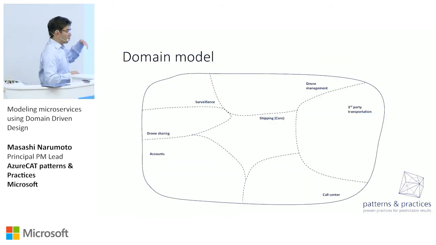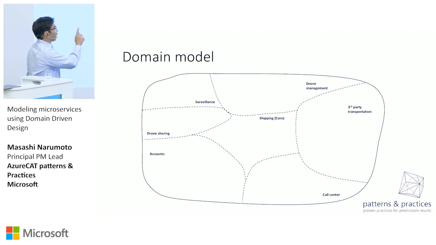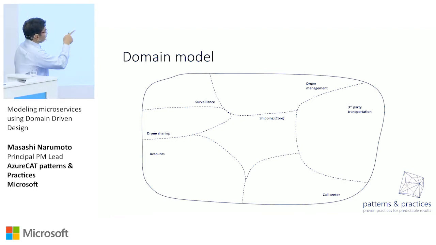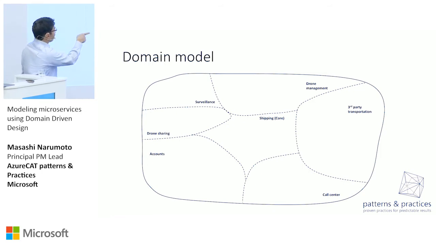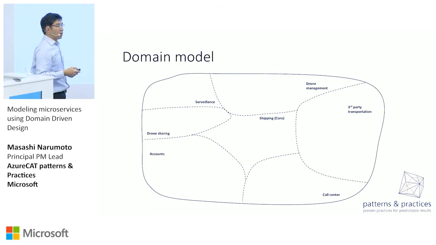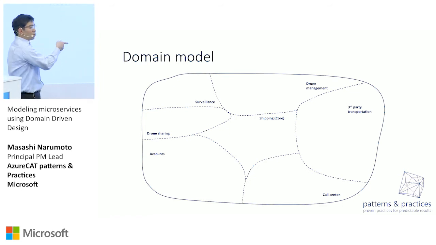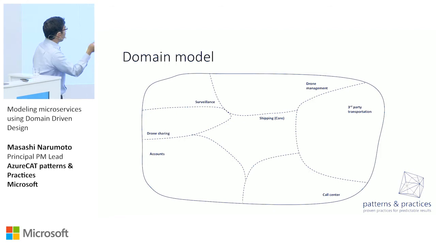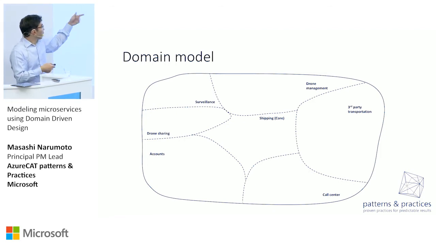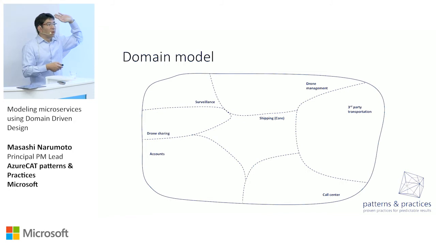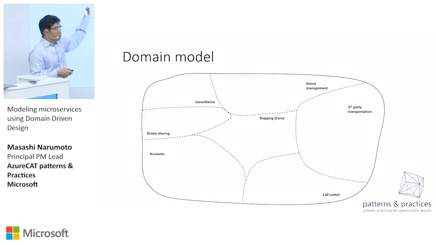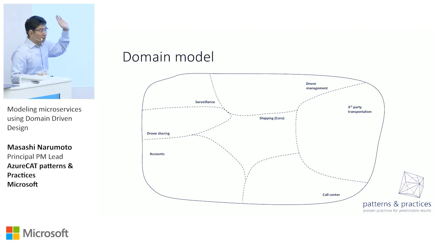Then I'm just skipping the intermediary, but this is how we end up having a domain model, right? Domain represents the business, the problem areas. So shipping, again, is a core domain with a few subdomains, like call center. If something goes bad, we have to have a call center to help the customers. And third-party transportation for long-distance delivery, drone management, and accounts for user management. And when you want to share that drone with other folks, drone sharing is another problem domain, right?